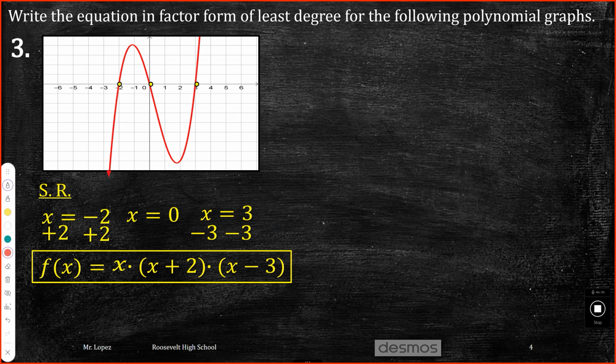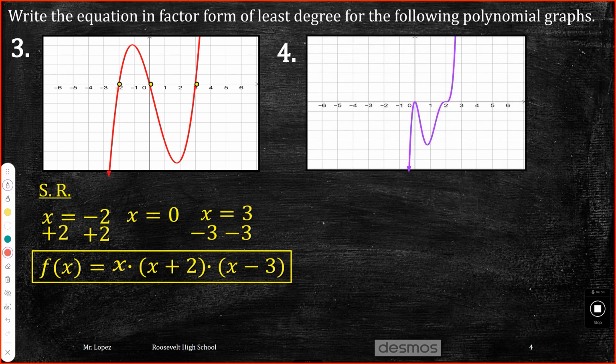Last one for today. Okay, so single roots go right through the x-axis, because that's what this one's doing: went right through, and went right through, and went right through. Those are single roots, and double roots bounce off of the x-axis.